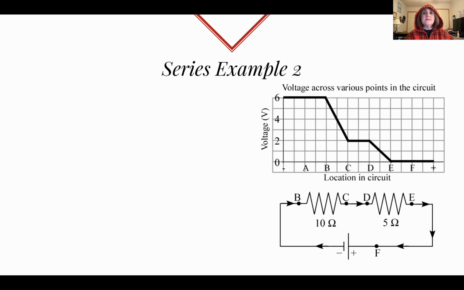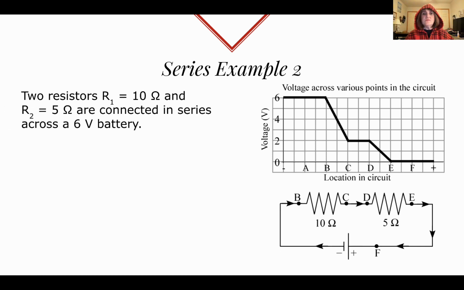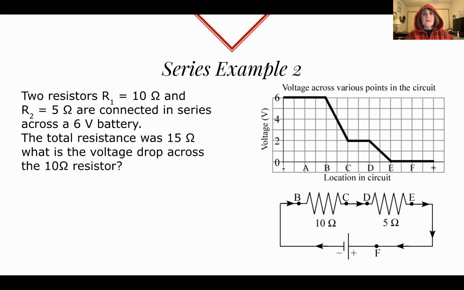Let's look at another example. This one has a voltage, 2 resistors, and you can see how the voltage drop was graphed. The 2 resistors, resistor 1 is 10 ohms, and resistor 2 is 5 ohms, and they're connected in series to a 6-volt battery. The total resistance is 15 ohms. What is the voltage drop across the 10 ohm resistor?